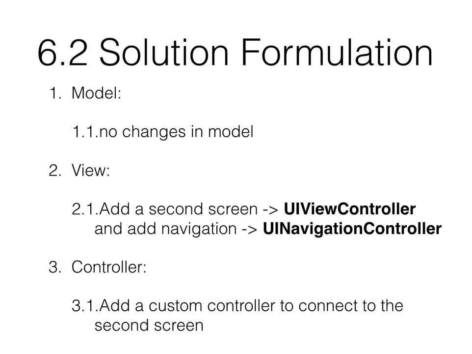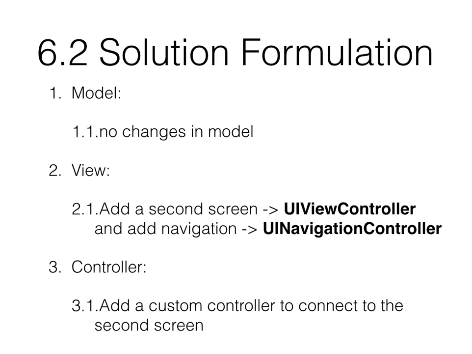How are we going to formulate the solution? In the model, there's no changes. Nothing will change. In the view, we will need to add a second screen. A second screen has 2 components primarily, a UI view controller instance. If you recall, in the beginning of this project, we showed that inside the UI view controller instance is the actual rectangle area representing the screen or the view. So UI view controller will have the screen in it.